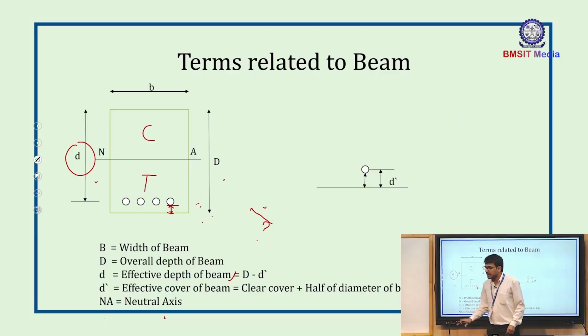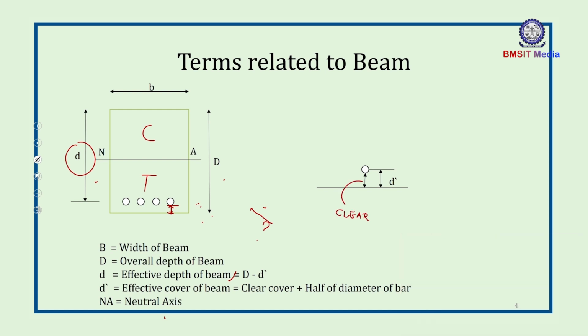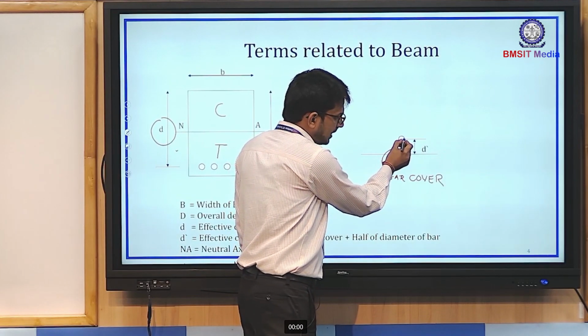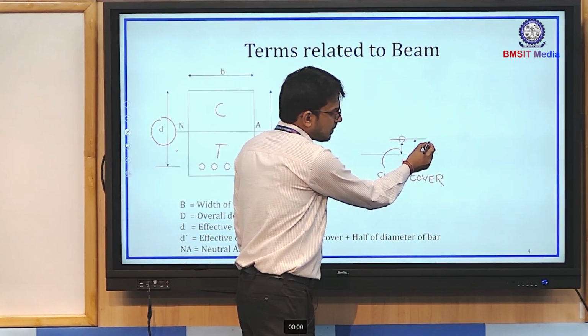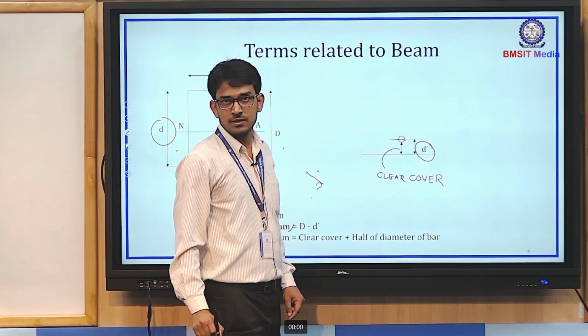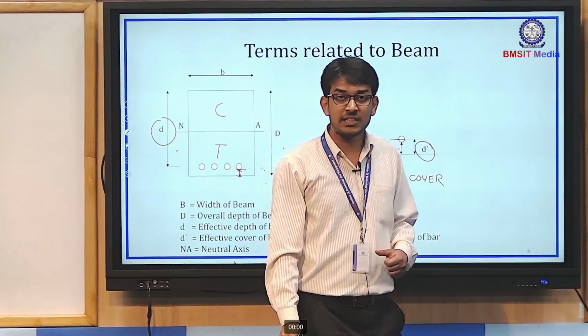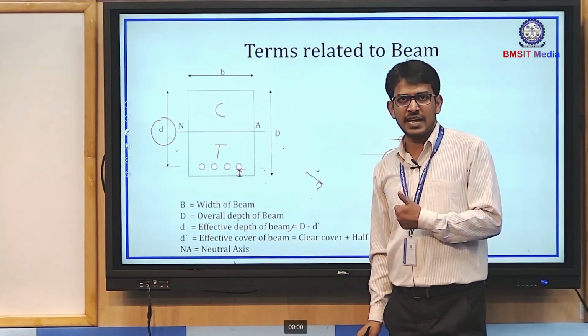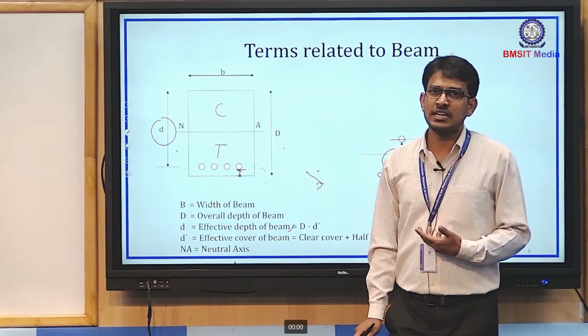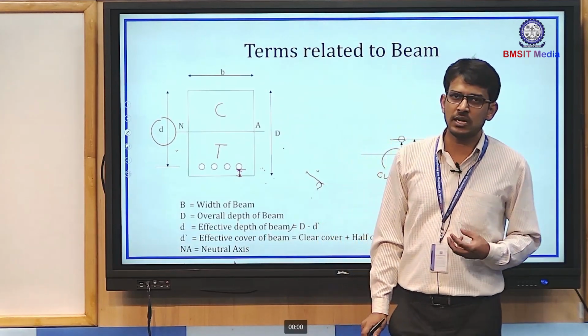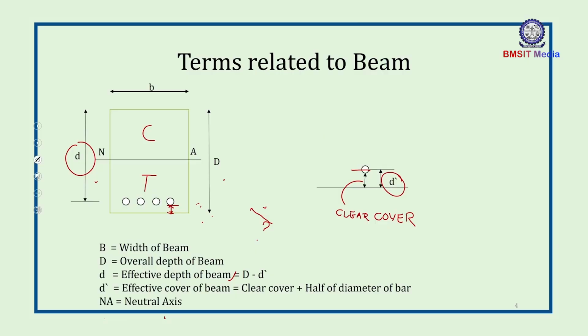In the bigger diagram you can see this is the reinforcement bar, and this is known as the clear cover. When we add half of the diameter of the reinforcement, this becomes the effective cover. We need to know this because during the calculation for the analysis as well as the design, we need these values. So we have to know what the overall depth is and what the effective depth is.